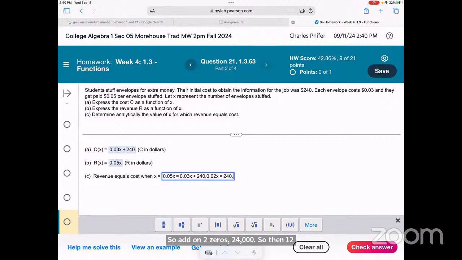So if they process 12,000 envelopes, that's when they're going to break even. If they process anything less than 12,000, they're going to be in the red. They're going to be paying out of pocket to do whatever they've done. They would not have turned a profit. They don't turn a profit until the 12,001st envelope that they process. Anything over 12,000 is profit at that point. Okay, that's interesting.